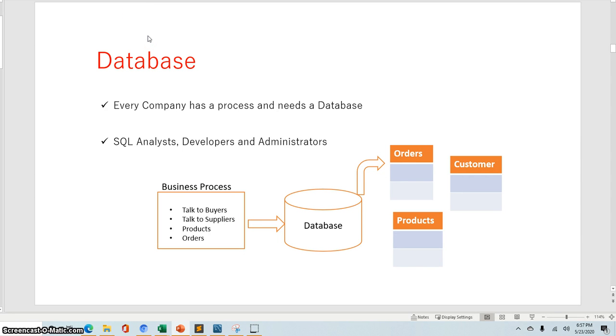Welcome to the next section. We are going to learn what is a database. First, before we actually start learning SQL, the first step is what is a database?